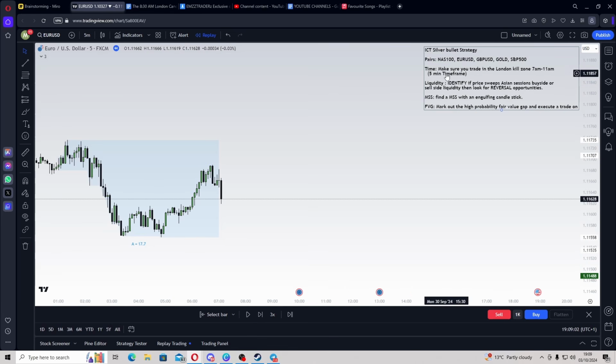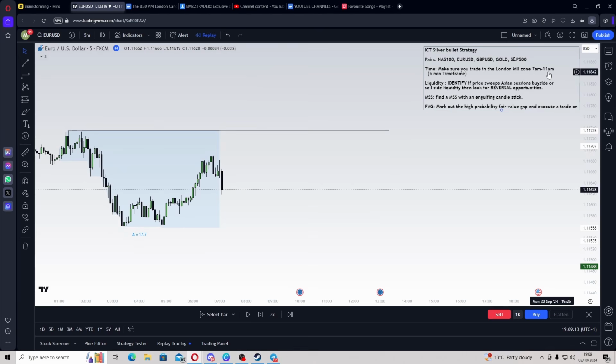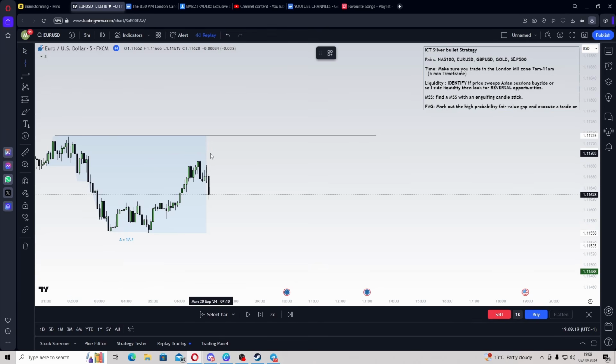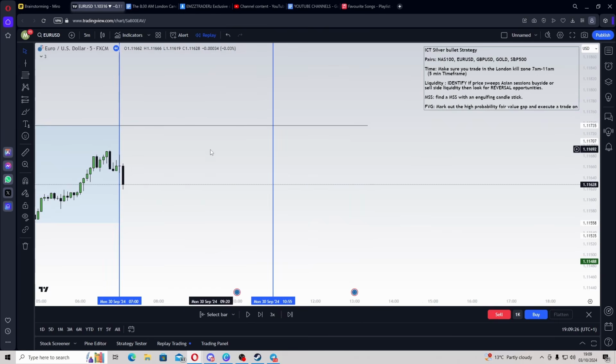So the pairs that it works on are NAS 100, EURUSD, GBPUSD, Gold, and S&P 500. We're going to be using it on EURUSD because this is my favorite pair. Okay, so I'm going to be marking out the highs right here. We're going to be staying on the London kill zone from 7 a.m. to 11 a.m. Okay, so I'm also going to mark out my actual trading time, which is going to be from 7 right here until 11. We're only going to be entering positions within this time. You do not enter outside of this time.